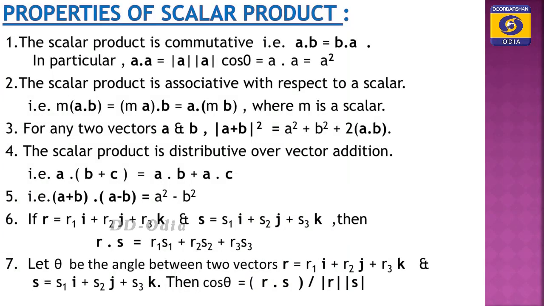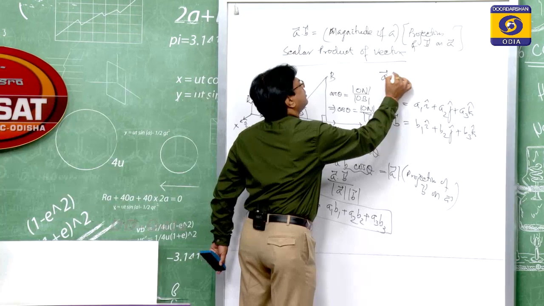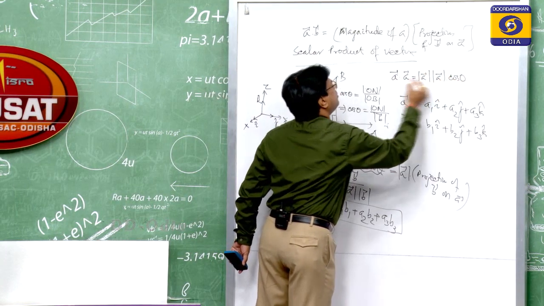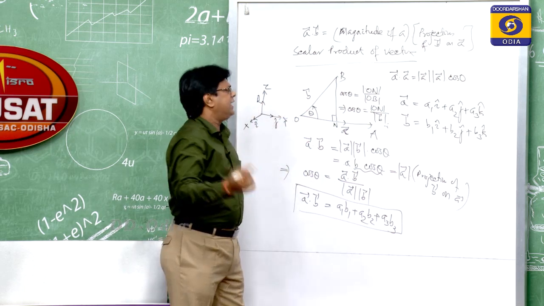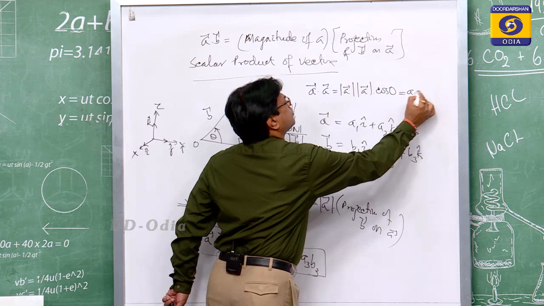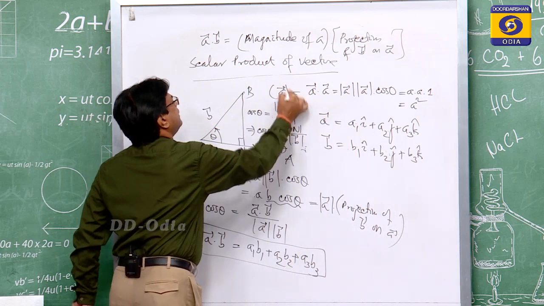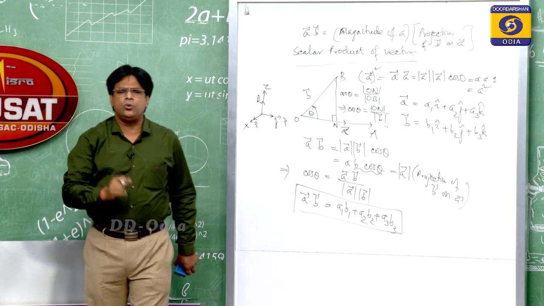Then come to the properties of scalar product. The scalar product is commutative, that is A dot B is equal to B dot A. In particular, A dot A is nothing but A magnitude into A magnitude into cos 0, that is a squared. So, A dot A is equal to A magnitude into A magnitude into cos 0, because 0 is the angle between these two vectors, A and A itself. So, cos 0 is your 1. So, a into a into 1, that is a square. So, A vector squared is equal to A magnitude squared.